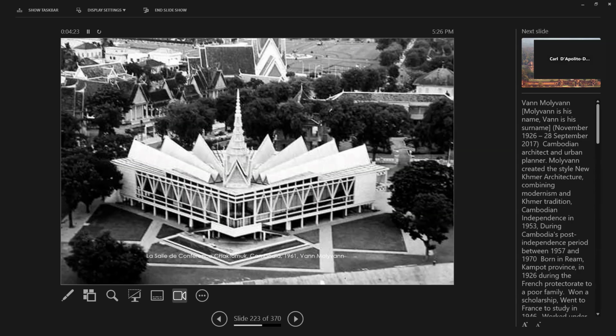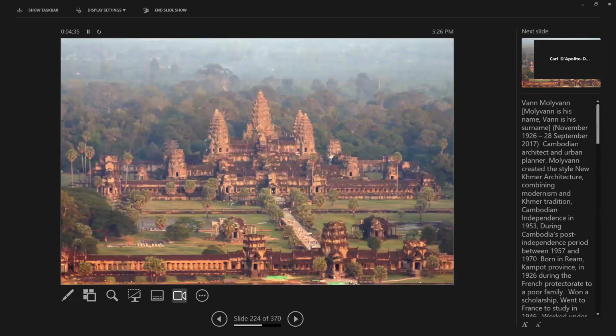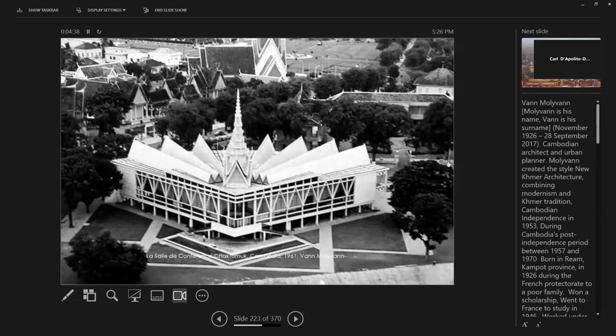Anyway, he was very important in Cambodia, incredibly, incredibly prolific. He studied with Corbusier, I think. He went to France in 1946 and studied there, and then he came back the year of independence in Cambodia, and he was responsible for building the whole infrastructure of the country at the time. His architecture is called the Khmer architecture tradition.